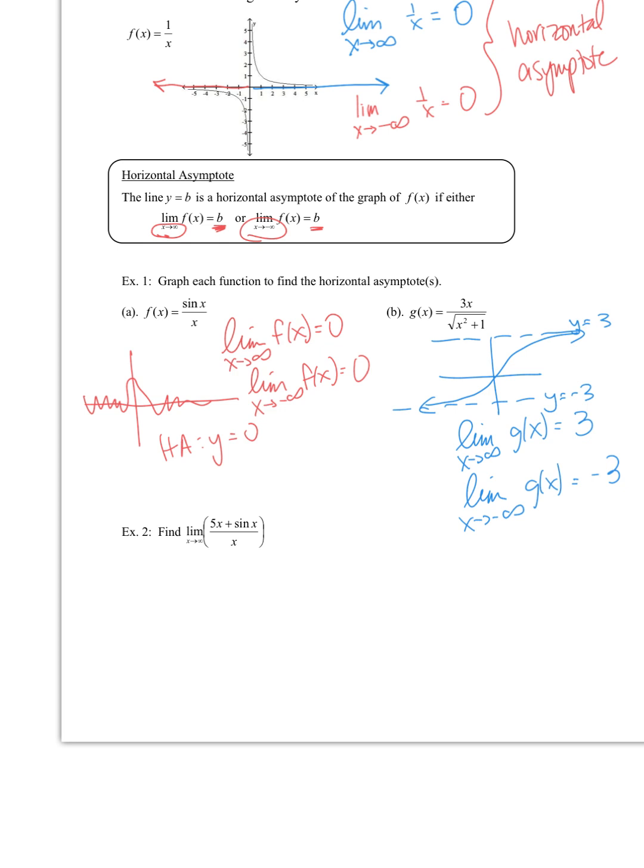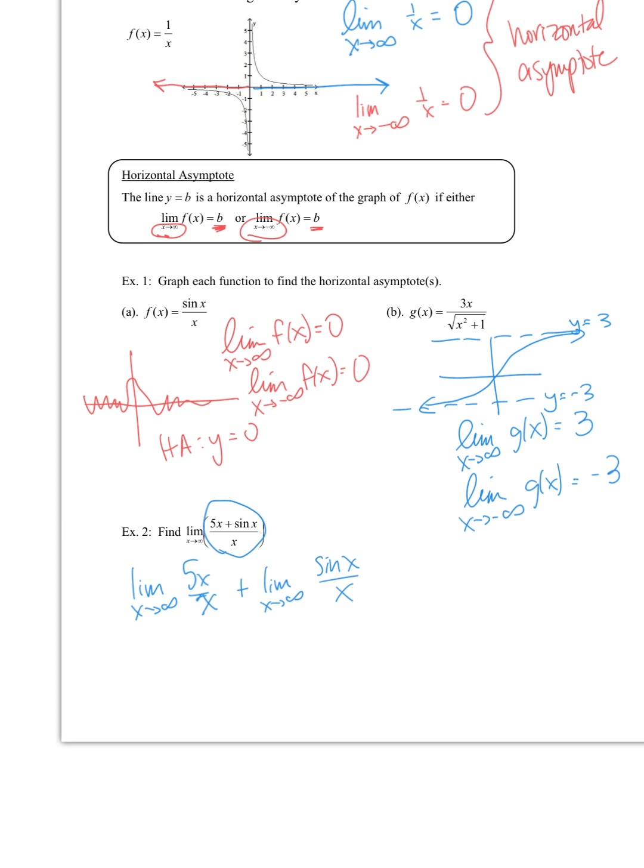Anyway, I'm going to use some of the limit laws from a lesson or two ago. First thing, I'm going to break this, what's called the argument, apart. The limit as x approaches infinity of 5x over x plus the limit as x approaches infinity of sine of x over x.